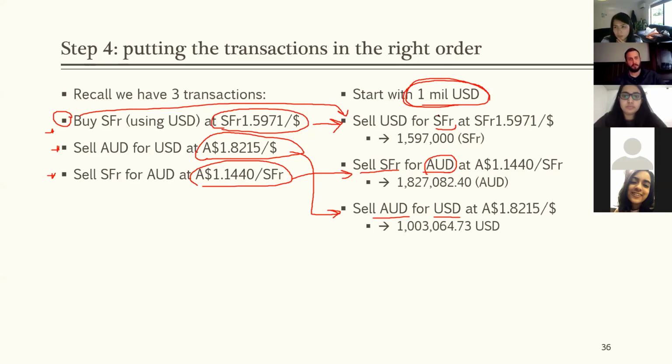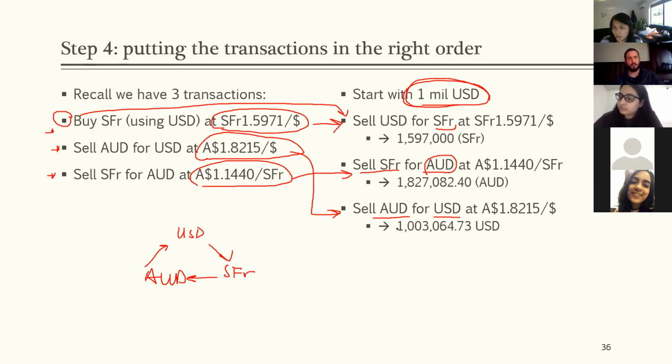So as we mentioned before, you want to close the loop. So you start with the USD, you convert it into the franc. Then from the franc, you convert it into the AUD. And finally, you convert your AUD back into the USD, okay? So you have closed the loop now.